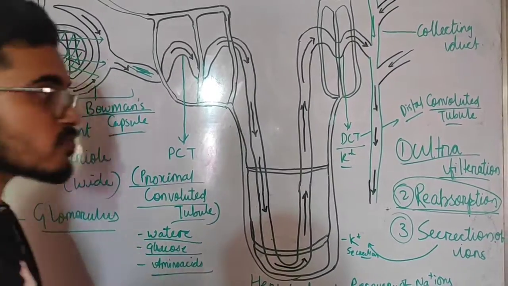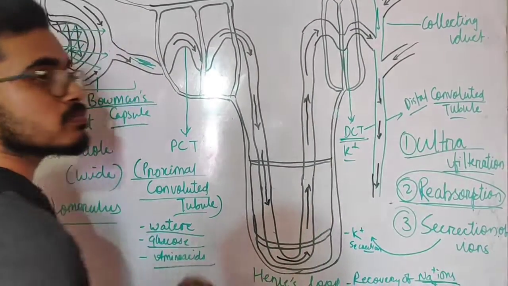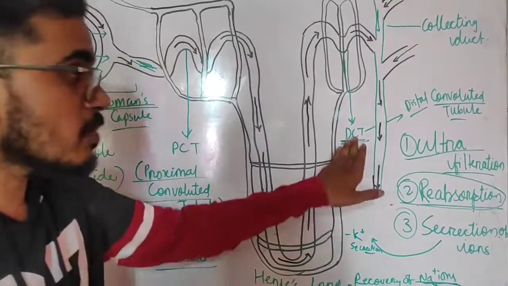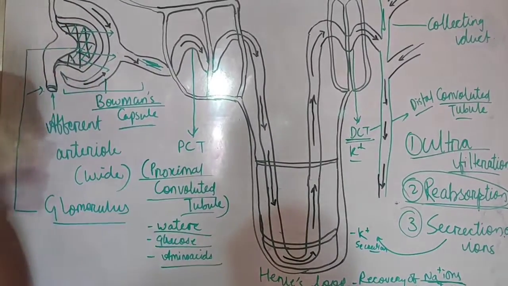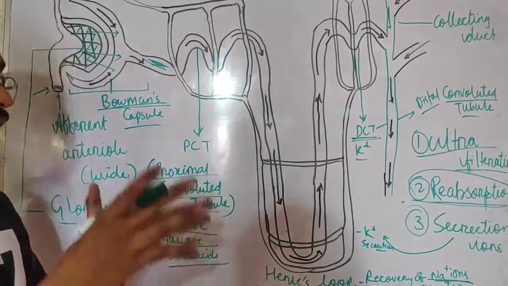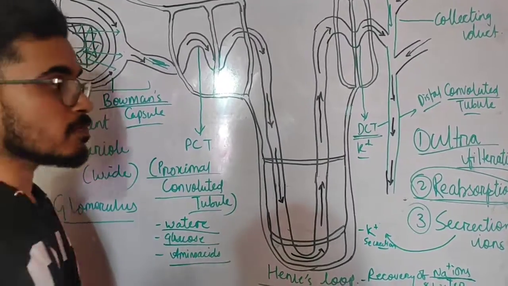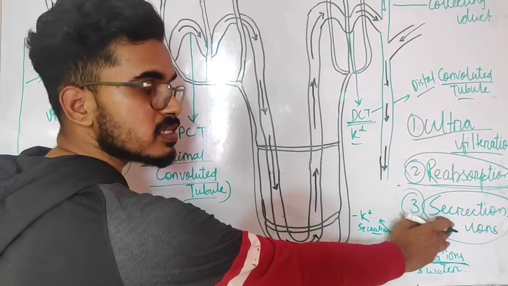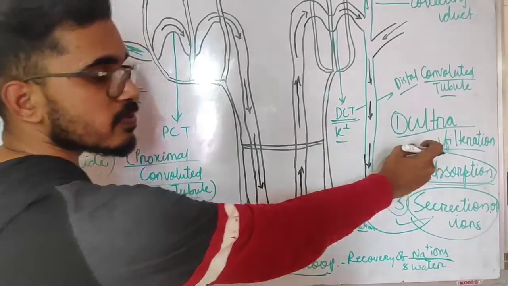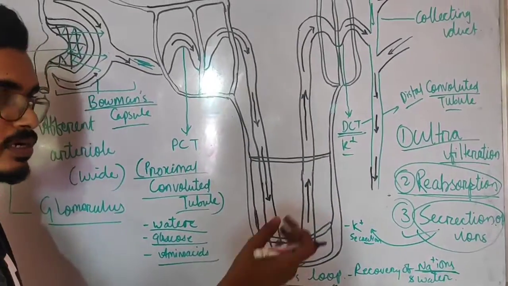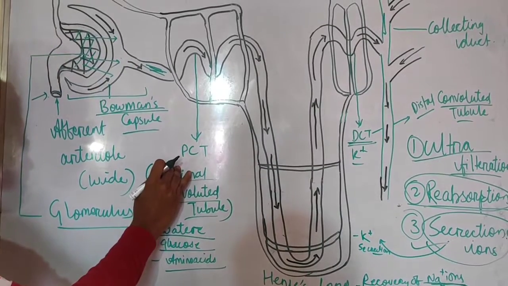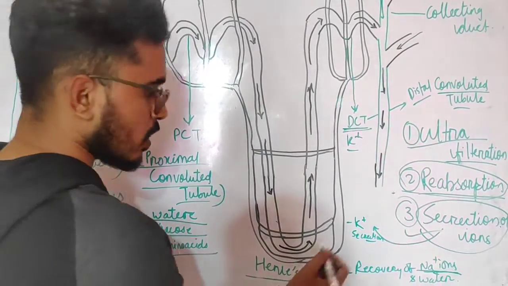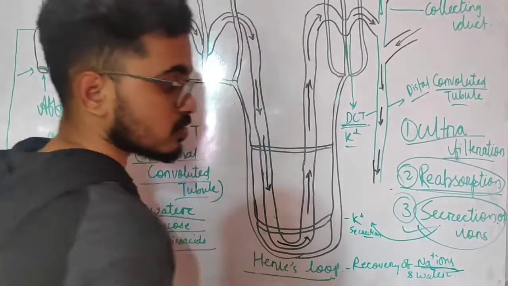So what we have learned from here is DCT performs the activity of secretion. That is the main function of DCT, while PCT performs the activity of reabsorption. Secretion of ions is done by DCT. Reabsorption of required nutrients and ions is done by PCT. Henle's loop also helps in maintaining the flow of Na+ ions and water.